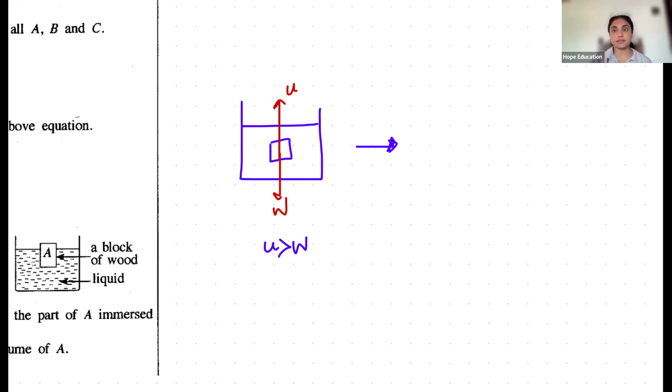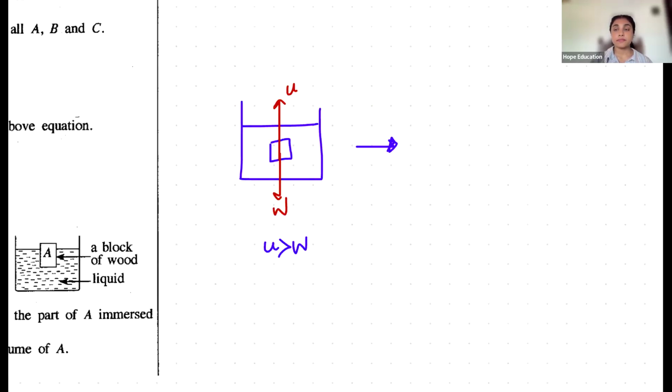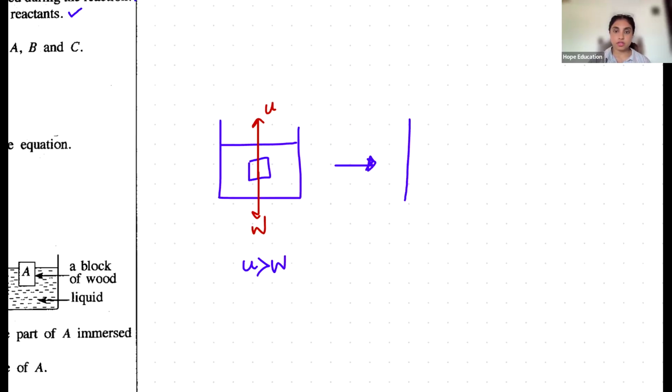If upthrust is greater than the weight, what will happen to this object? Quickly tell me. It goes up. Yes, it floats. It goes up, that means it floats. It goes up until upthrust becomes equal to weight. Until upthrust is equal to weight, it will go up.